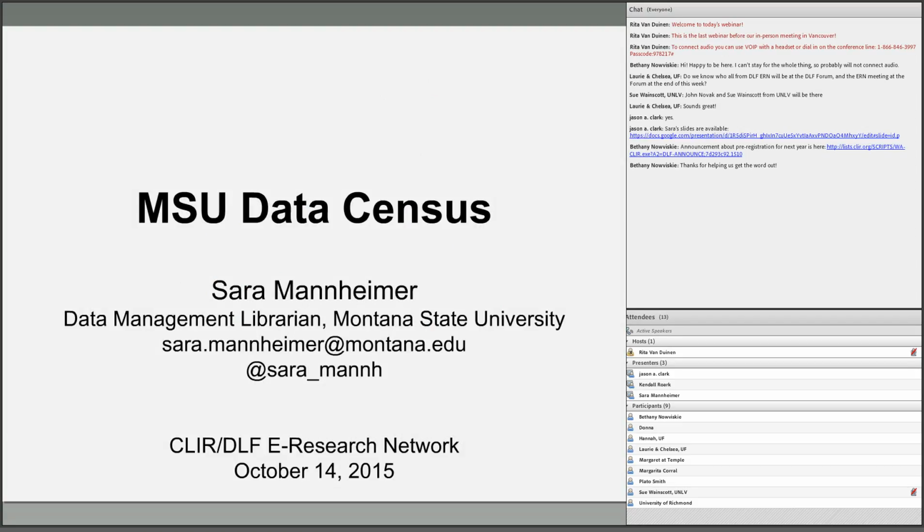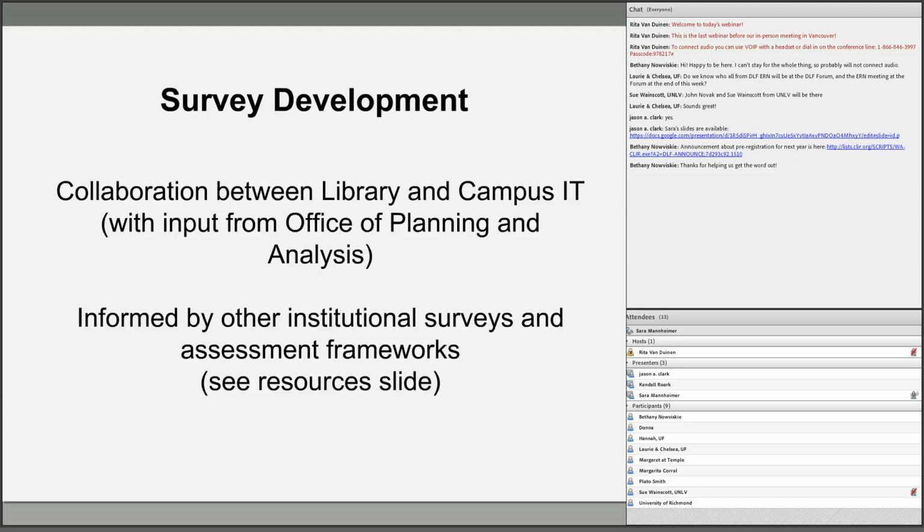So thanks for having me here to talk about the census that we had. The census was in collaboration with the library, or it was a collaboration between the library and us. We got a bit of input.